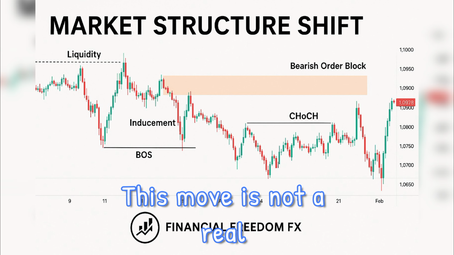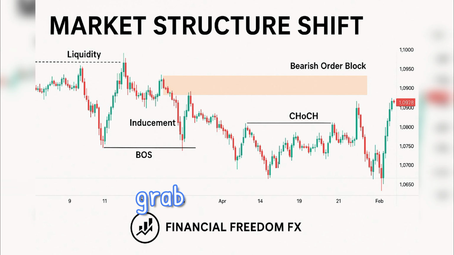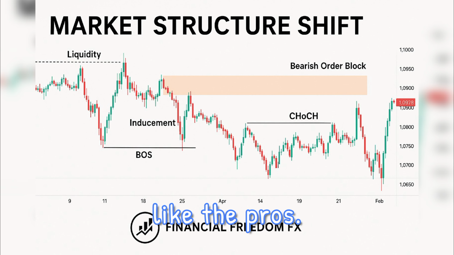This move is not a real breakout. It's a liquidity grab, designed to trap breakout traders and stop out early sellers. This is the institutional game, and this is where you start thinking like the pros.